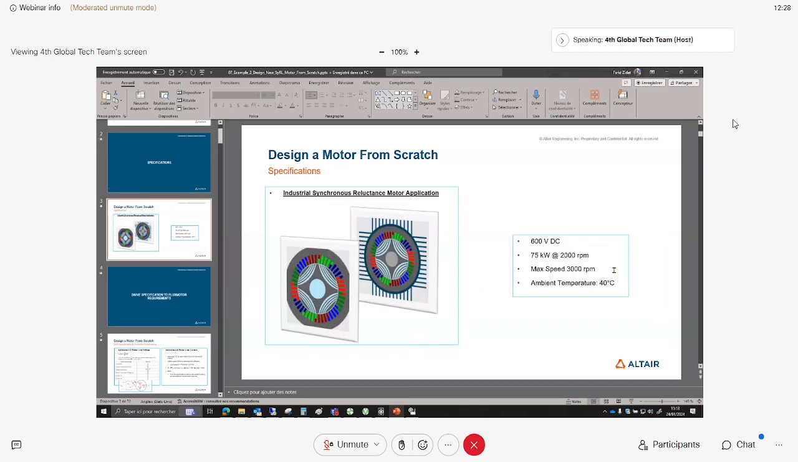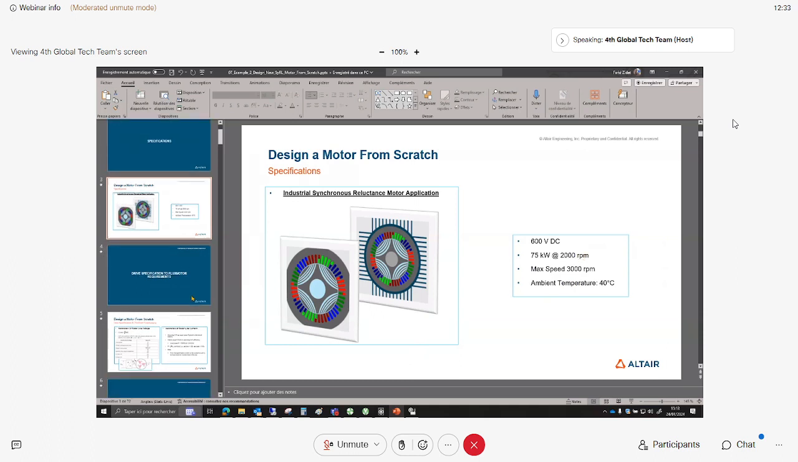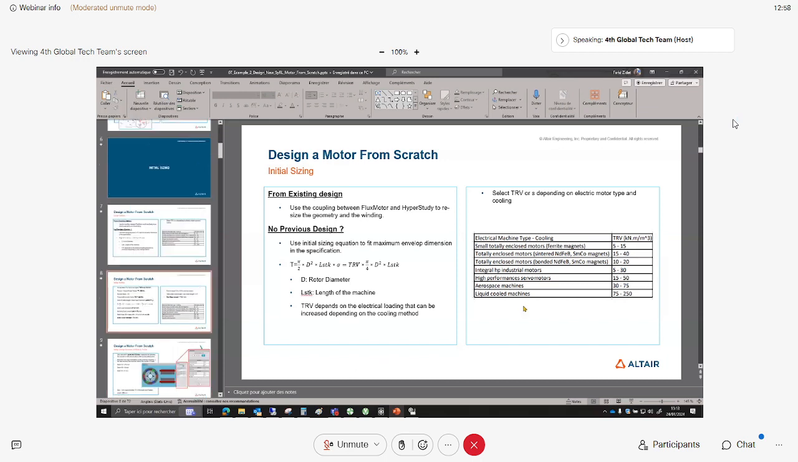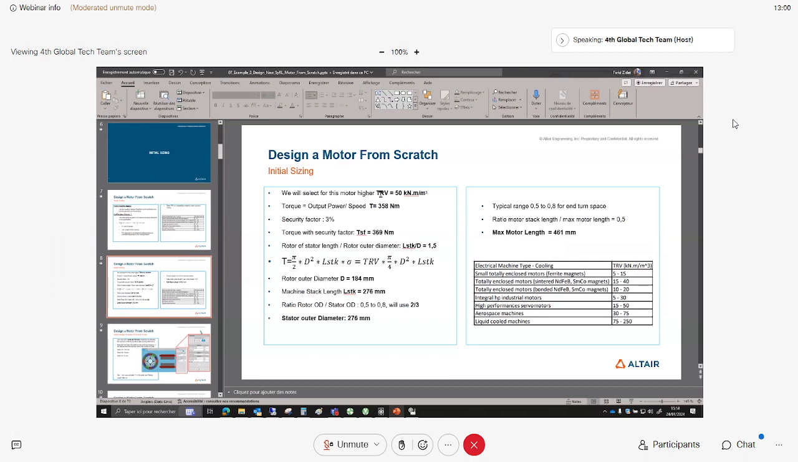And here, once again, in the specification, there is nothing on the volume constraint. So it's really, again, harder for us. But anyway, thanks to this TRV, we are going to fix the diameter to obtain the length, or fix the length to obtain the diameter, for a given value. For this machine, I selected a TRV of 50.